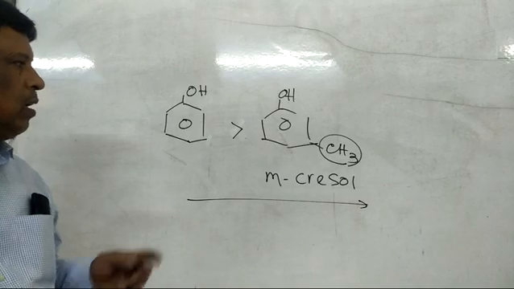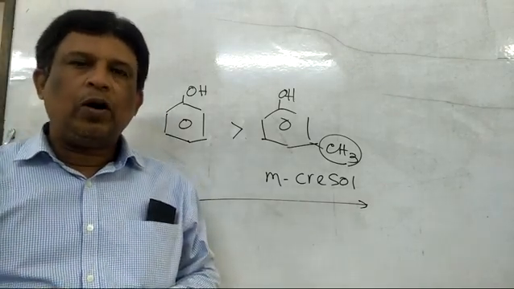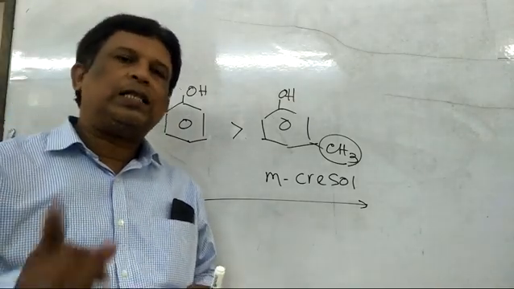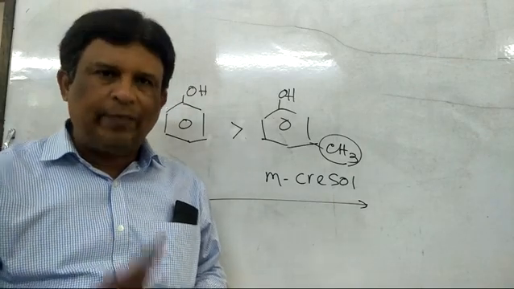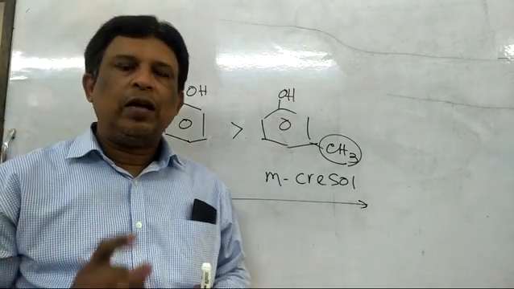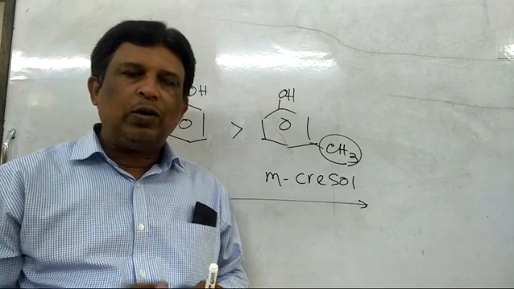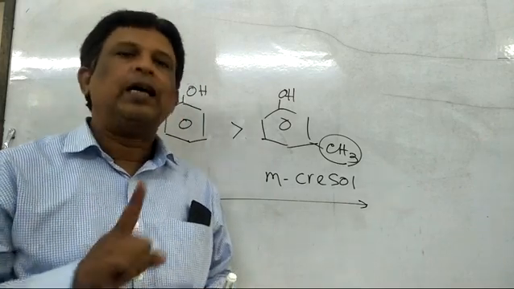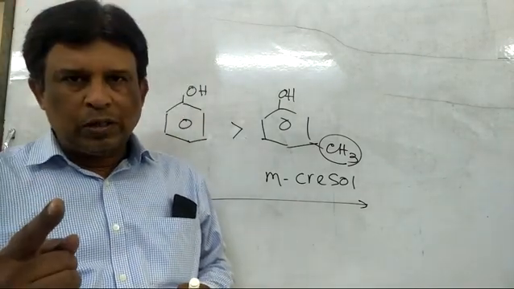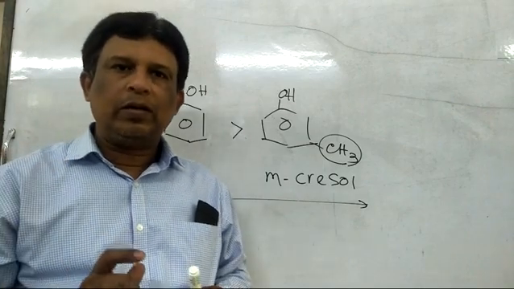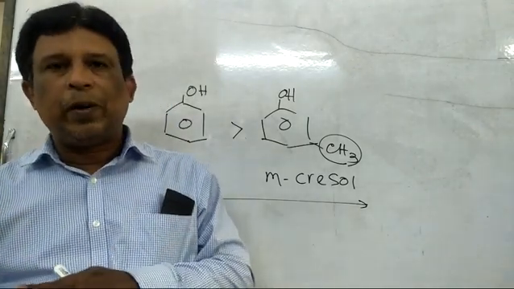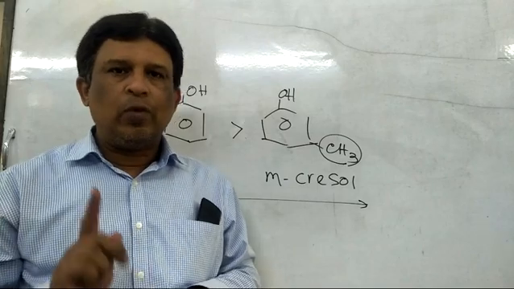Again, the next point: whether it is a minus I group or a plus I group, the presence of an electron donating group as well as an electron withdrawing group is more effective at para and ortho positions in comparison to the meta position. I repeat again, the presence of an electron withdrawing group increases acidic nature more effectively at para and ortho positions in comparison to meta. It increases effectively in case of minus I and also decreases acidic nature effectively in case of plus I.